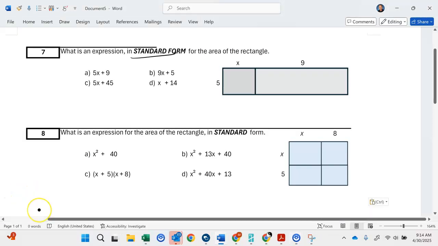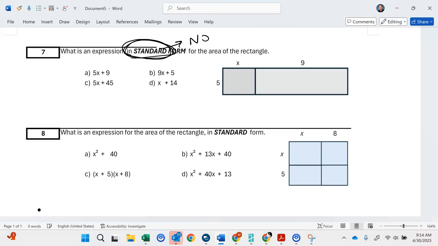Okay, now we're going to do standard form. This one has no parentheses. So how do we do standard form? Well, instead of going x plus 9, it's easier to find the area of each piece, part 1.